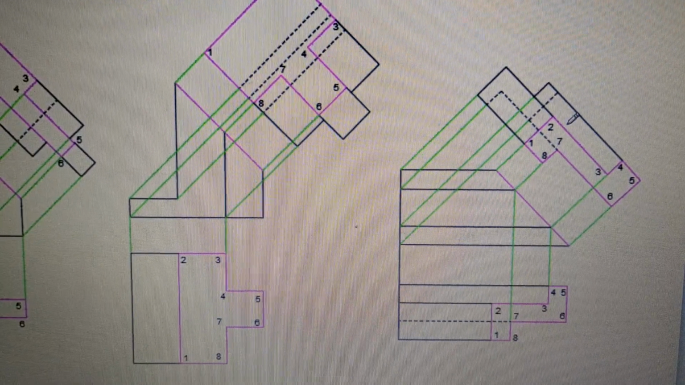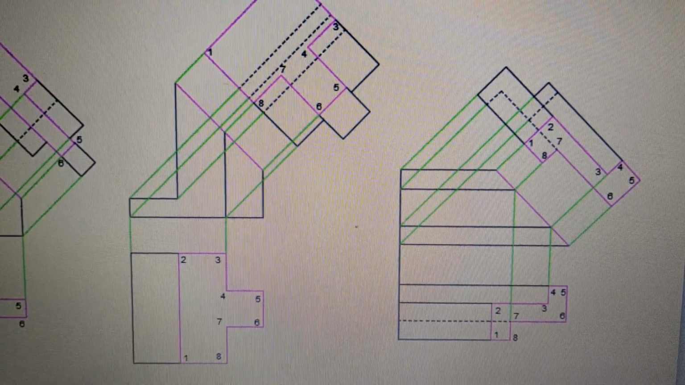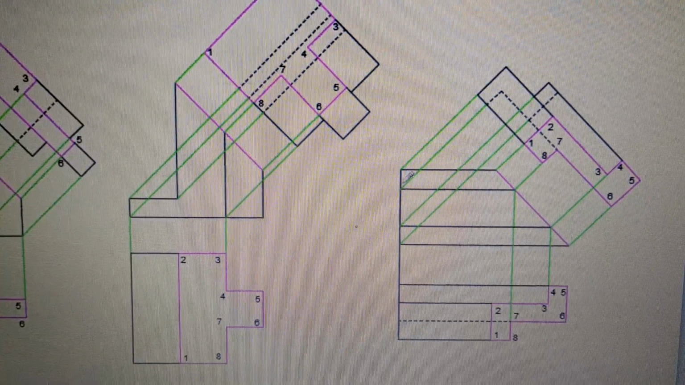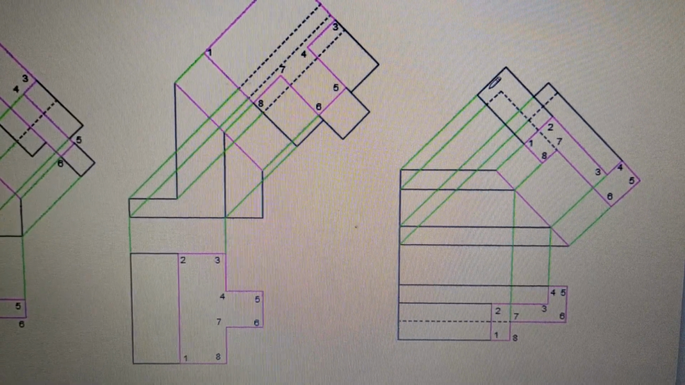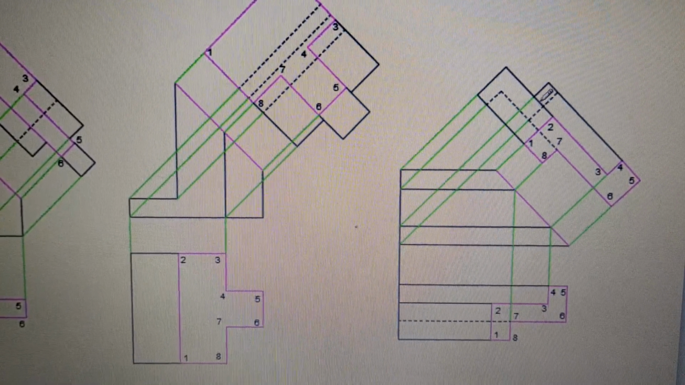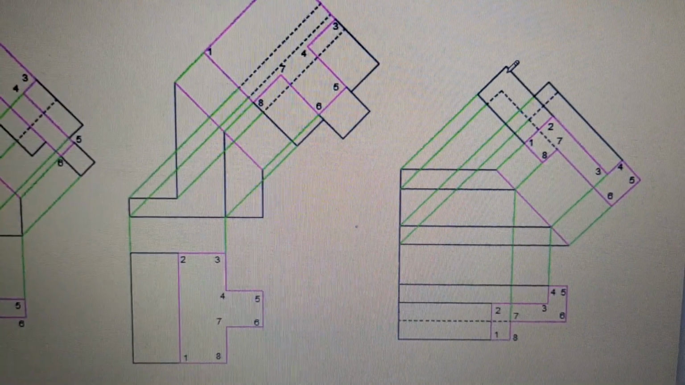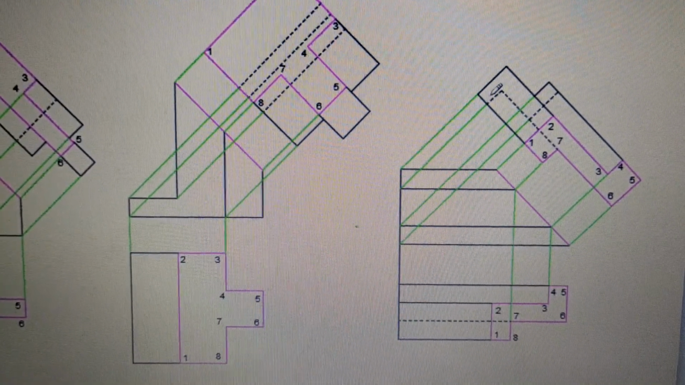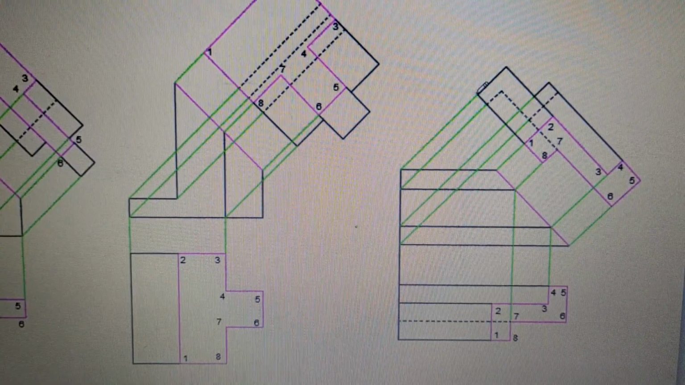So 1, 2 is already here. Now this is 2 dash and 1 dash. So 2 dash is here, 2 dash is here. On this line and on this line, you will get 2 dash. Similarly, 1 dash, if you draw a line like this, that will give you 1 dash.